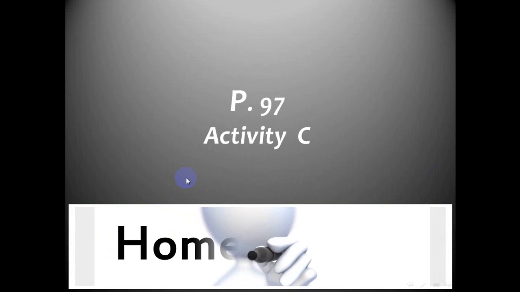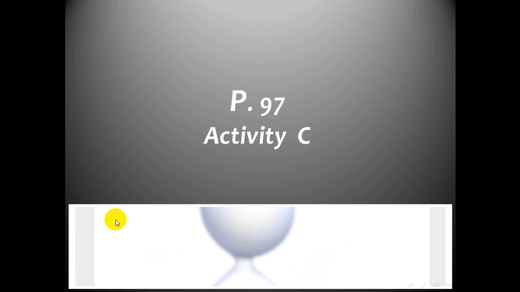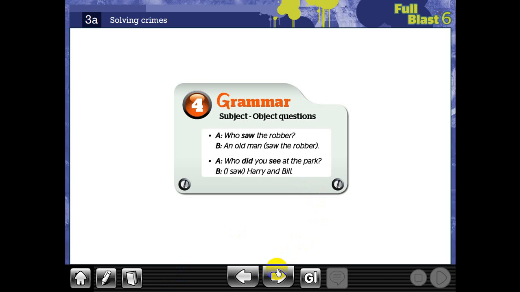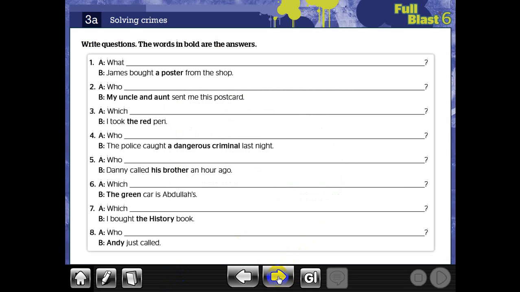Okay, before the homework, go to your book, page 35, with the exercise. Write questions. The words in bold here, like poster, my uncle and aunt, and so on, are the answers. The bold word is the answer. Yeah. Number 1.